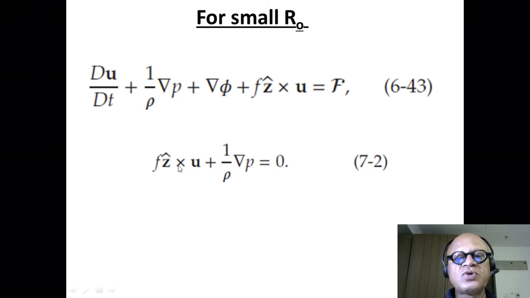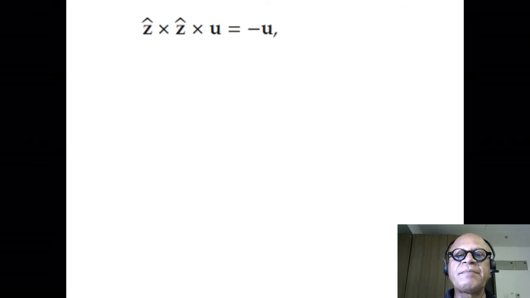Obviously, in the vertical, the gradient of pressure is balanced by g_z, right? We have hydrostatic. So f z hat cross u plus 1 over rho grad P equals 0. This is the famous geostrophic balance. I alluded to it before in several podcasts. What we're doing here is basically balancing the gradient of pressure with Coriolis. Okay, so this is the famous geostrophic balance.